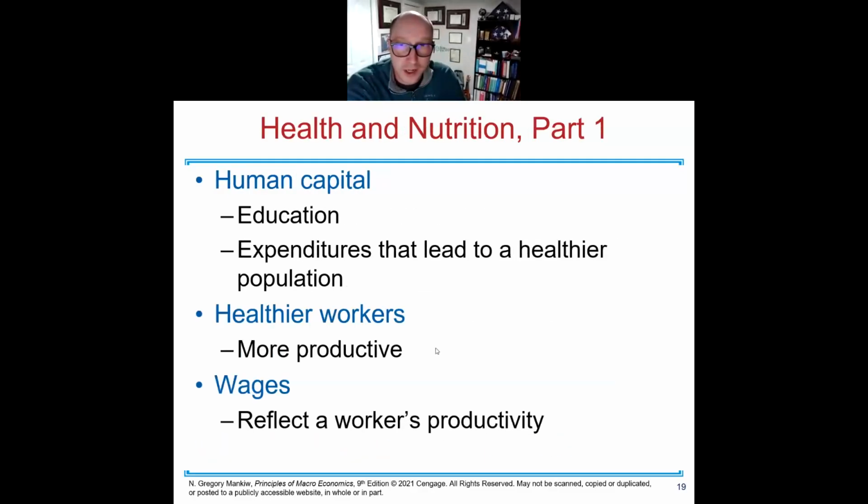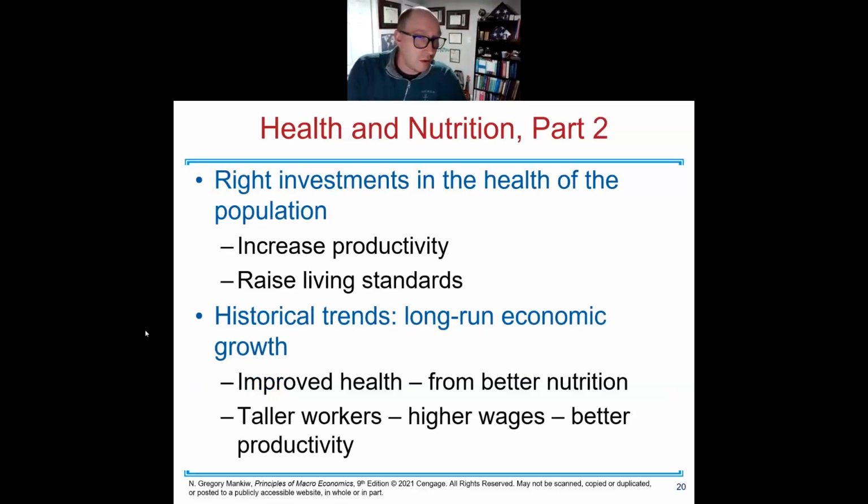So human capital involves education and, of course, leads to a healthier population. The more educated you are, the better off you are. Healthier workers are more productive, and you tend to have better wages as a result of having better education. See, it's all related. The better your education is, the healthier you are, the more productive you are. The more productive you are, the higher your standard of living is. See how it's related, right? The idea is that this continues on, and it continues for everyone.